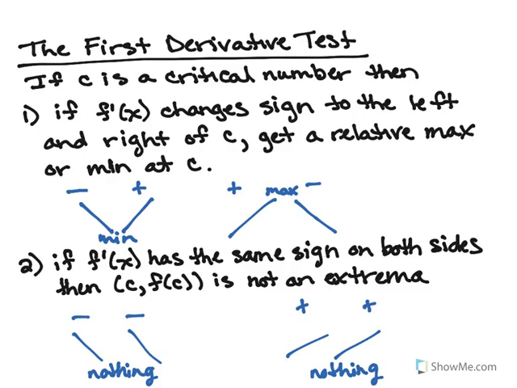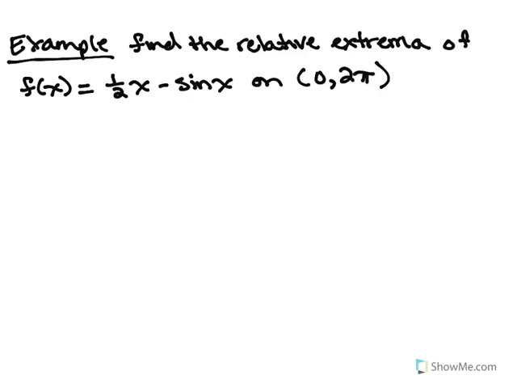All right, let's do a couple more. Find the relative extrema of f of x equals 1/2 x minus sine x. Now, this is on 0 to 2 pi, not because I'm trying to limit the domain, but because I'm going to have to find some thetas here, some angles, and I don't want to go around the unit circle more than one time.